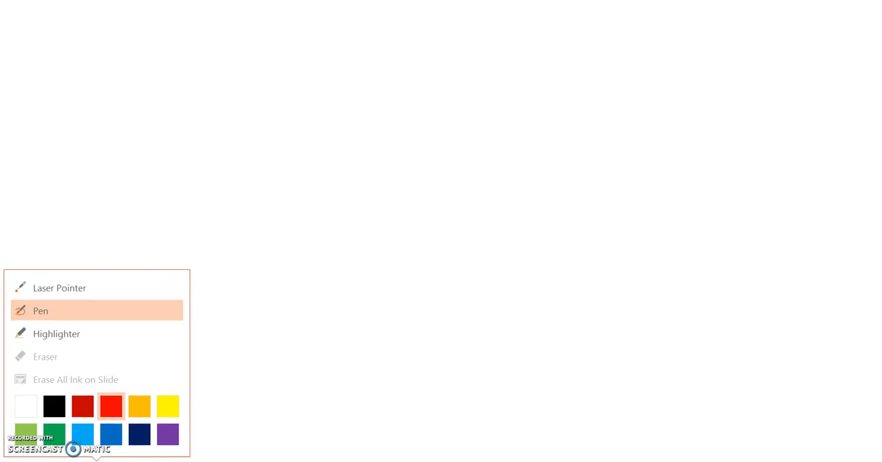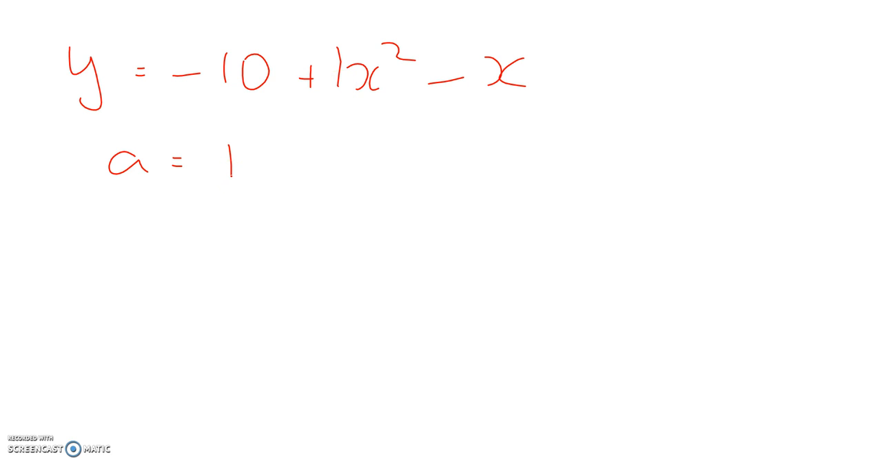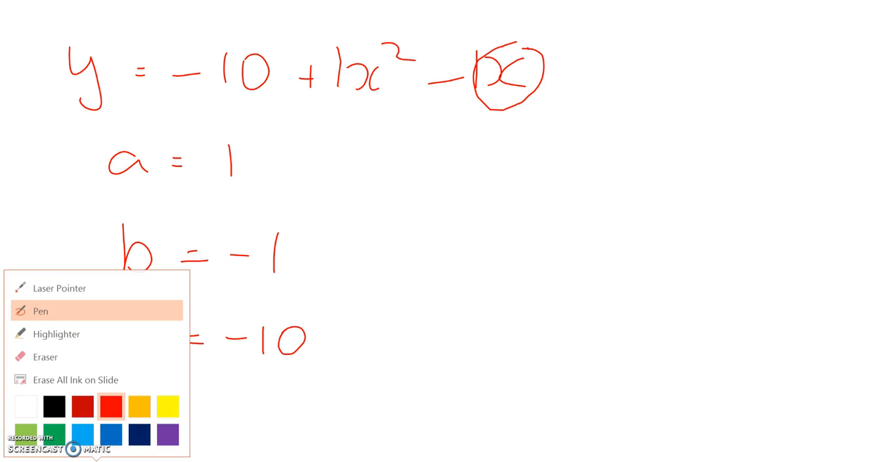Okay, let's try another one. y equals minus 10 plus x squared minus x. So a is the coefficient of x squared. There's our x squared, and of course there's a 1 in there implicitly. So a is 1. b is our coefficient of x. There's our x term, and there's a minus 1 in there. And c equals minus 10. Once you've got those sorts of things worked out, you find it's not too hard. All right, going to leave it there and come back and we'll talk a little bit more about zeros of quadratics.